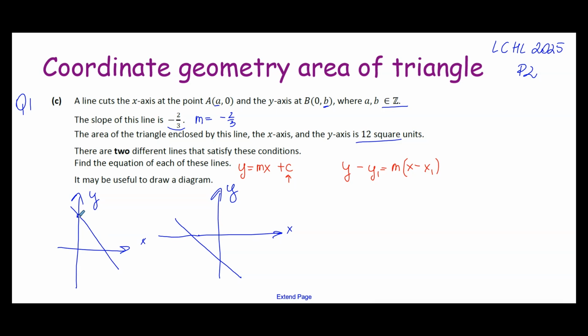So if that is point B, and that is 0, B, and then that is point A, and that will be A, 0. And the same here, that would be point A, that would be point B. So these are our two versions that we are concerned with. So they are giving us the area of the triangle, basically this triangle. Whether we look at it this way or that way, that area will be the same, 12 square units.